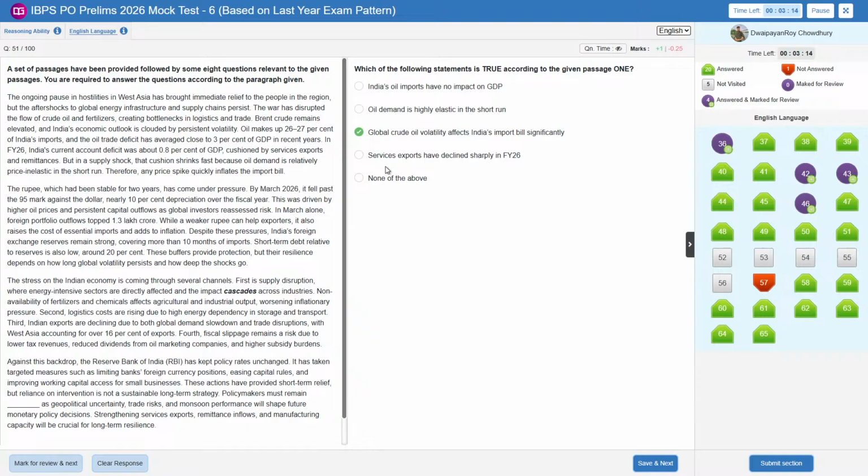Services and remittance. So either this or this, what affects India significantly.